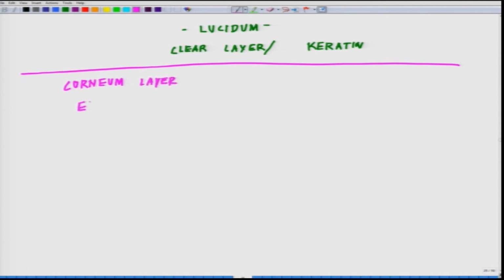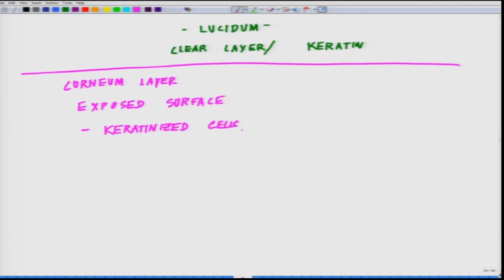This is the final exposed surface, contains a lot of keratinized cells, or cells which are rich in keratin protein, keratinized cells.